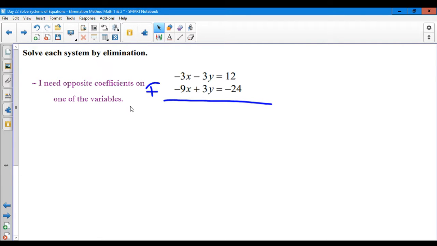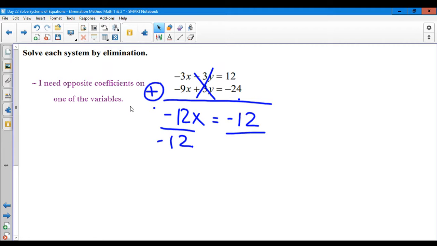When I add these two equations together, I get -3x plus -9x, and I get -12x. And I take -3y plus +3y, and it's 0. It disappears. I'm not going to have y in the equation. Now I have 12 plus -24, and that equals -12. I can easily solve for x at this point, dividing by the exact value on that variable, and I get x equals 1.